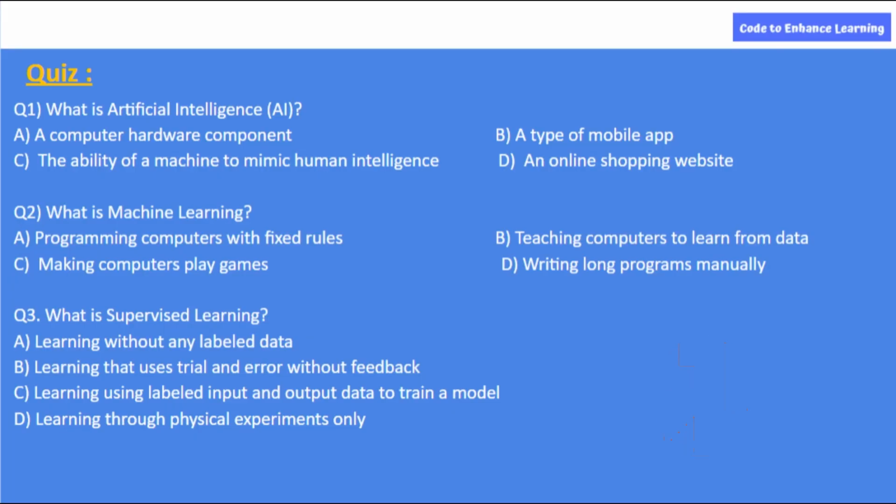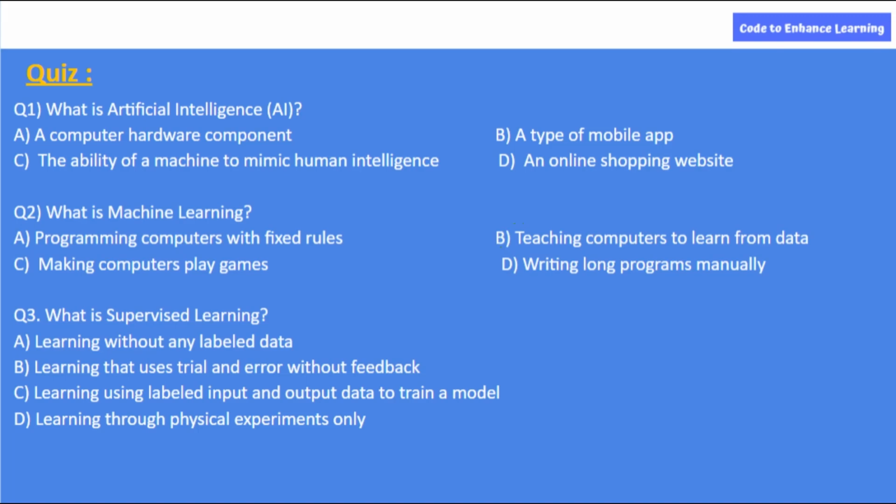Yes, the correct answer is option C. Question number 2. What is machine learning? Again, you have 5 seconds to guess the correct answer and your time starts now. I hope you guessed the correct answer. The correct answer is option B.